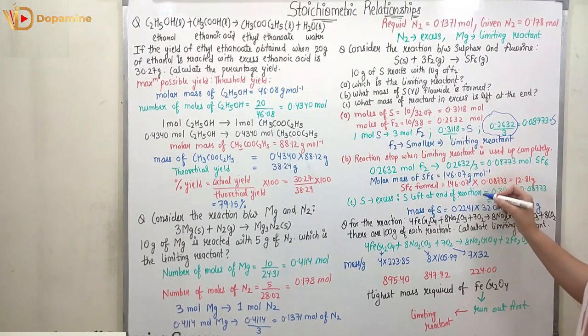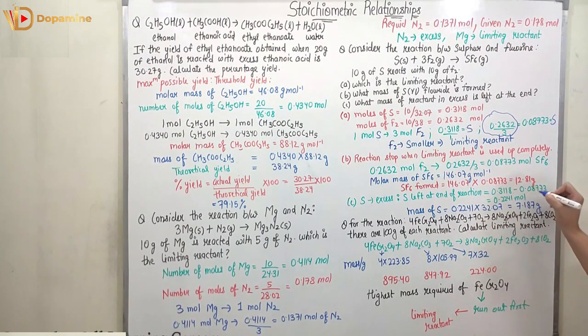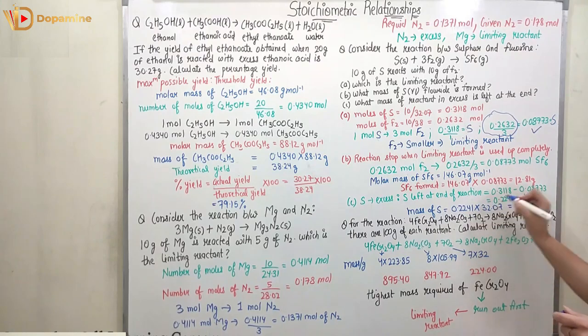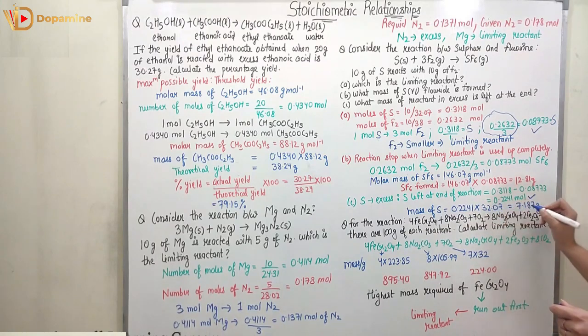So the sulfur that is left at the end of the reaction is 0.3118, which was the given sulfur, minus the used sulfur, which is 0.08773, which is 0.2241 moles. Now I will multiply these moles with the molar mass of sulfur, 32.07, and we will be getting 7.187 gram. This much amount of sulfur will be left.